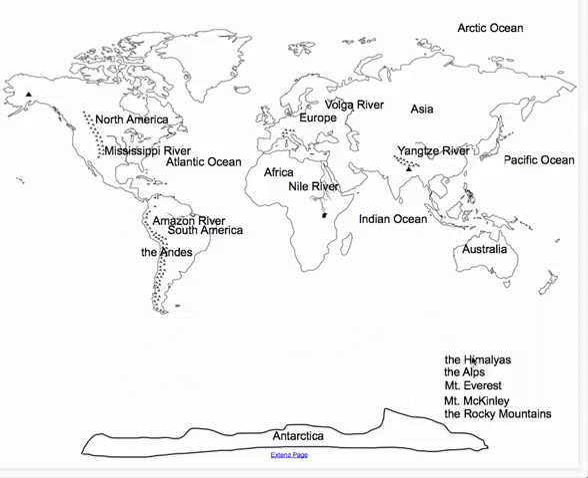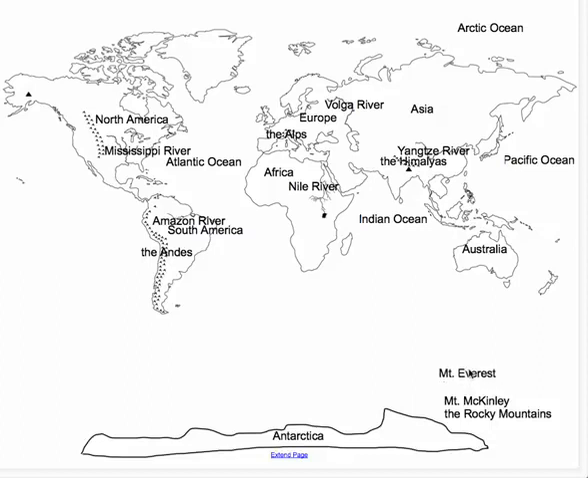Okay, and then over here we have the Himalayas. The Himalayas are located in Asia, and they're right here, right by the Yangtze River. Okay. The Alps are located near Switzerland, and the Alps are in Europe. You can see this mountain range right there. Next is Mount McKinley and Mount Everest.